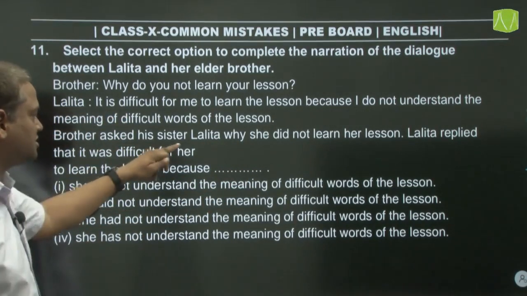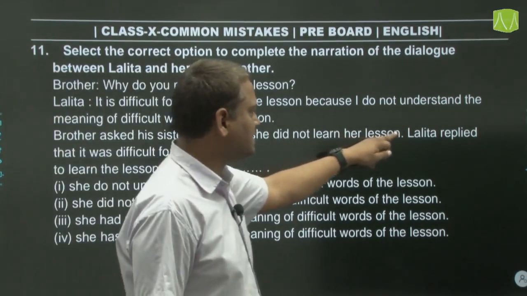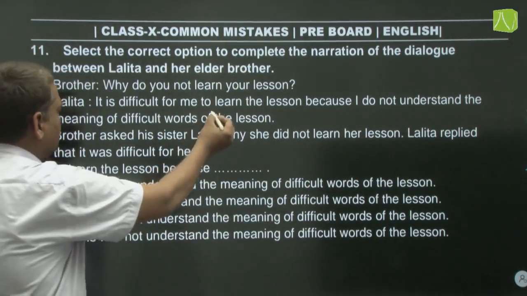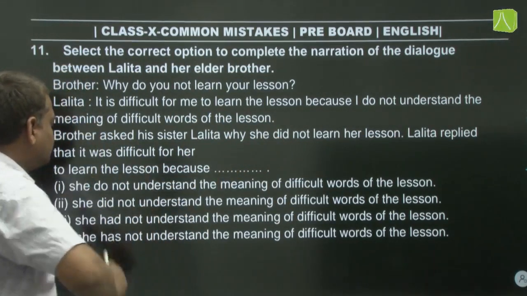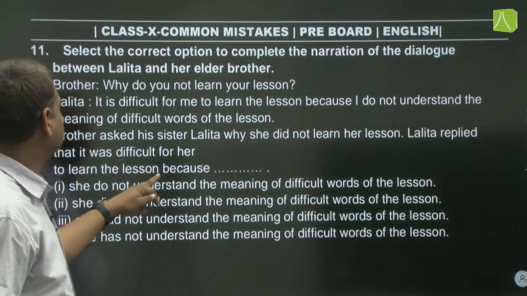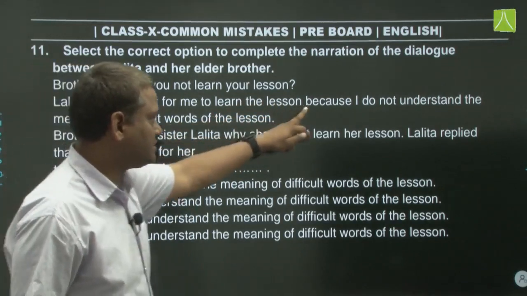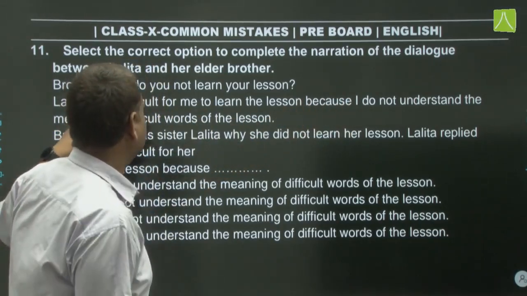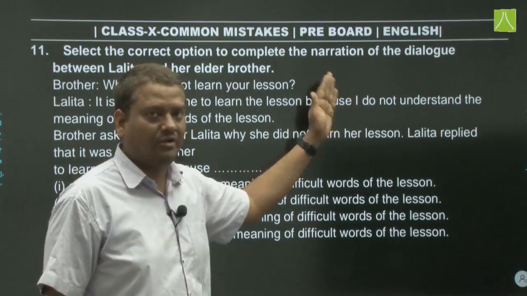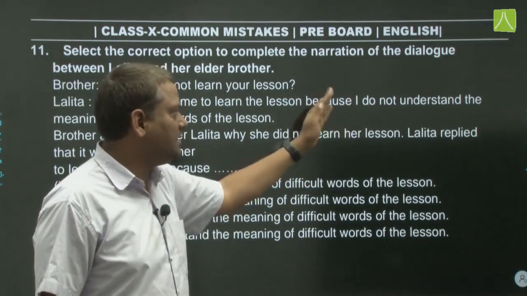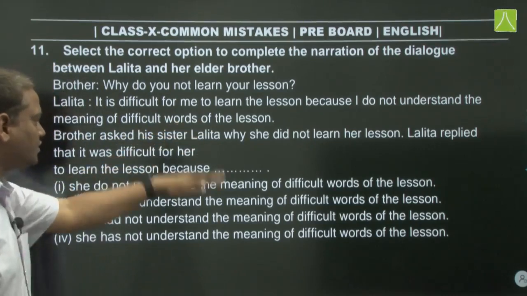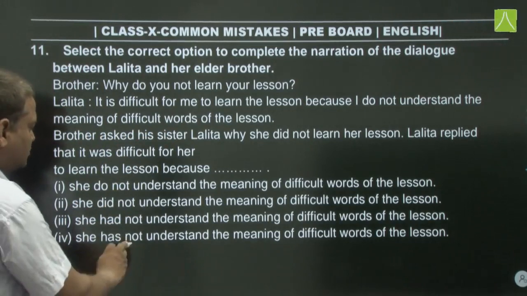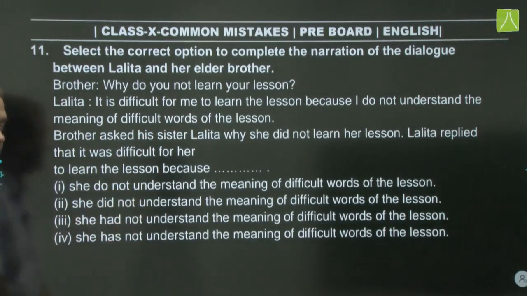Let's read it. Brother asked his sister Lalita why she did not learn her lesson. Lalita replied that it was difficult for her to learn the lesson because, here it is, because I do not. Who cannot? Lalita. And do not will become past. So Lalita did not understand the meaning of difficult words of the lesson. Let's find it out. She do not, wrong. She had not, wrong. She has not, wrong. She did not understand. This is the correct answer.